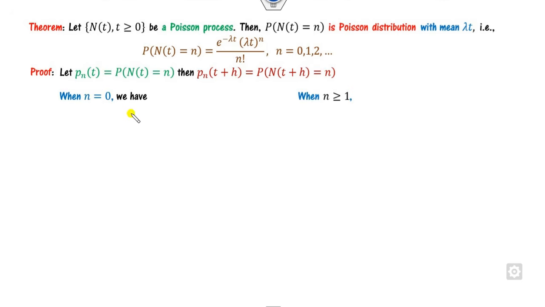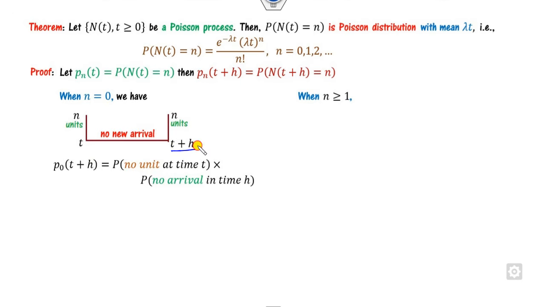I can define the two cases. What is the meaning of n = 0? It means there is no occurrence here. That means here 0 events, then there is no new arrival, still there is 0 events. So what is the probability of this? What is the probability at t plus h? That means the probability of occurring here.